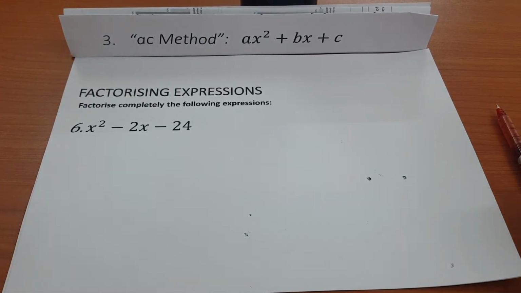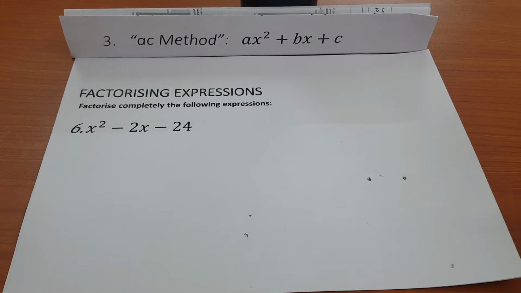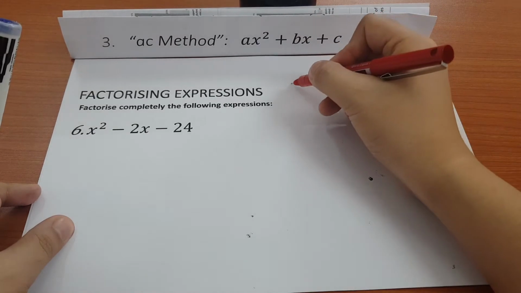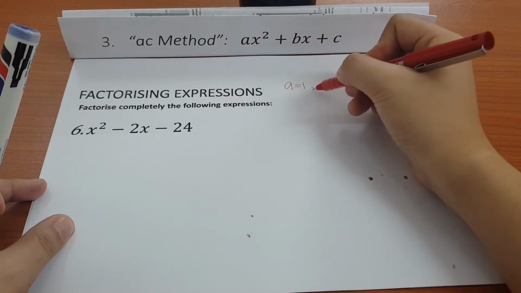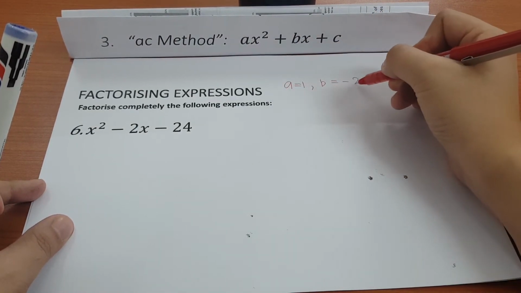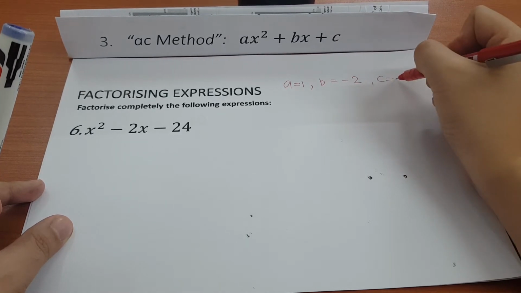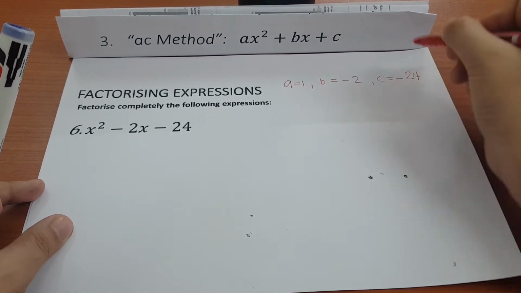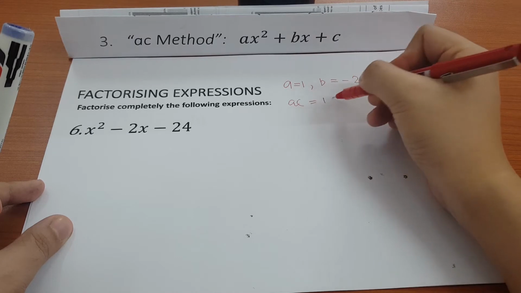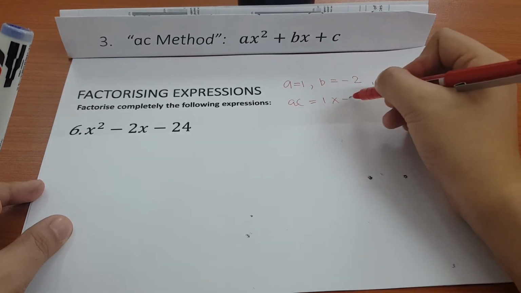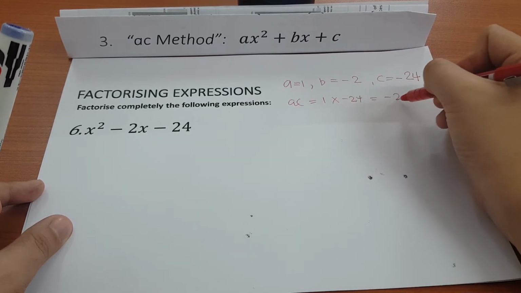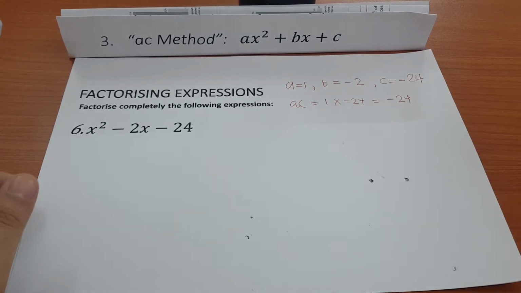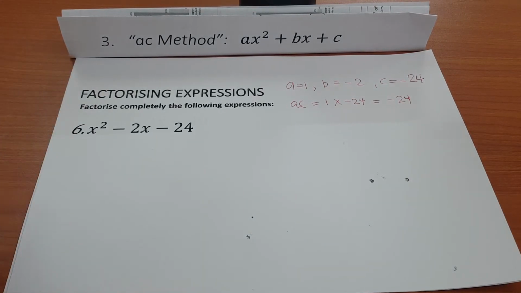Now, let us have the next example. X squared minus 2x minus 24. First, we need to identify your A. A is 1, your B is minus 2, and your C is minus 24. So AC, 1 times minus 24, is minus 24. So we need to look for the factors of minus 24.